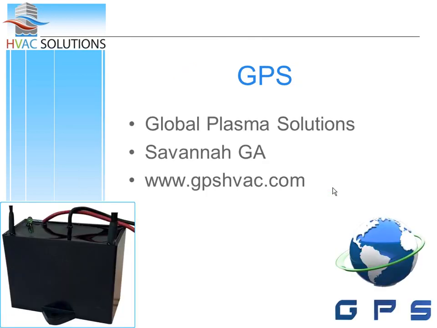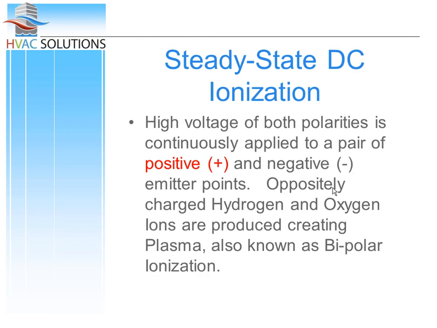So the product we're going to talk about is GPS. Again, it stands for Global Plasma Solutions. They're based out of Savannah, Georgia. So it's a U.S.-based manufacturer. What this product does is it creates bipolar ionization. So it's creating high voltage of both polarities. So we've got positive and negative, and we're charging hydrogen and oxygen ions. That process is known as plasma, or we call it bipolar ionization.